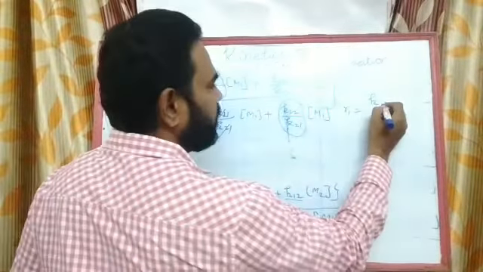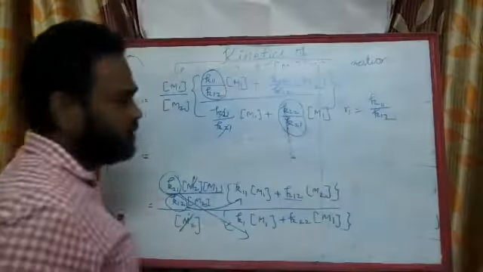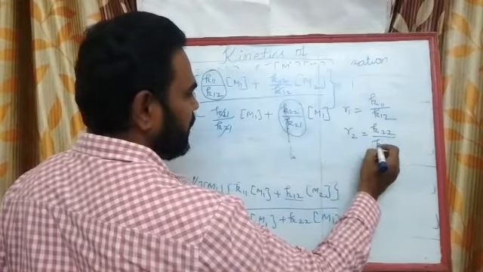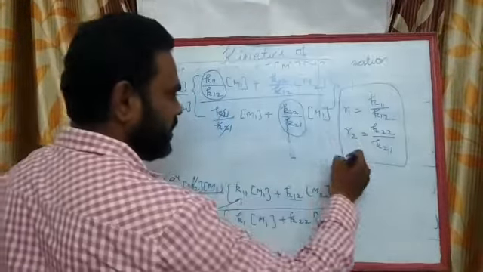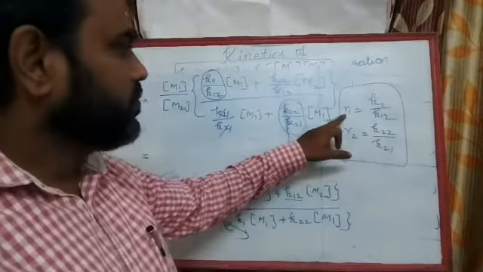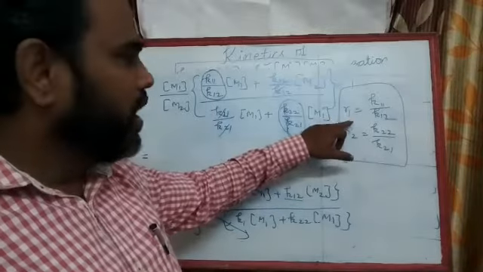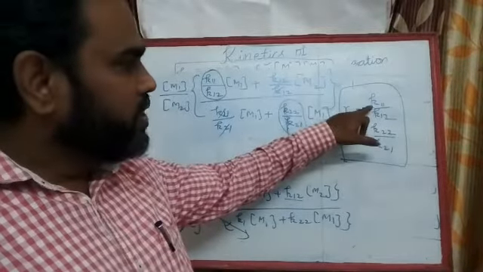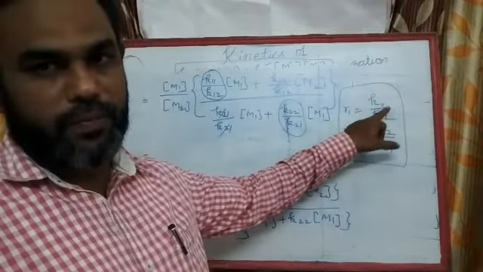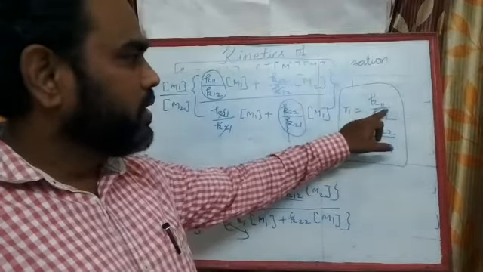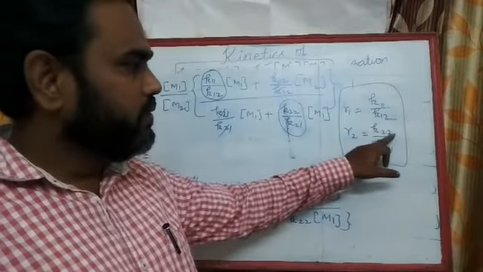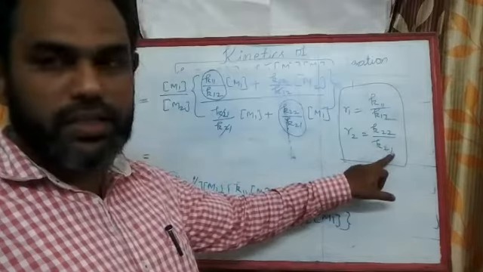R1 is equal to K11 by K12. Then R2 is equal to K22 by K21. This is a very important step. R1 is nothing but the ratio of rate constant of addition of the first monomer to the first monomer versus the second monomer. R2 is the ratio of rate constant of addition of the second monomer to the second monomer versus the first monomer.